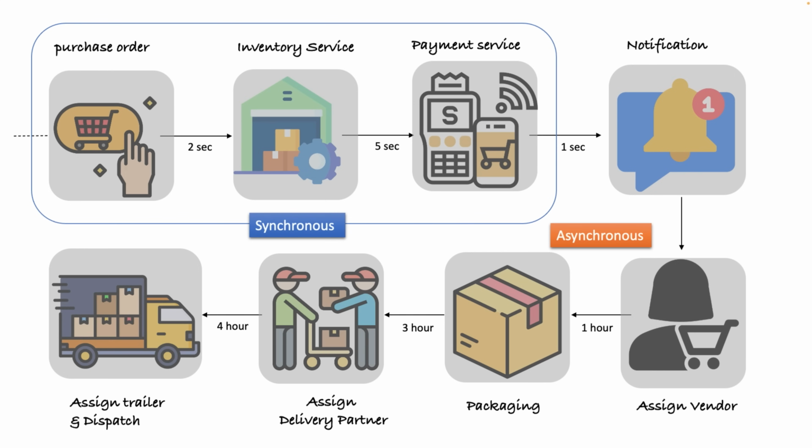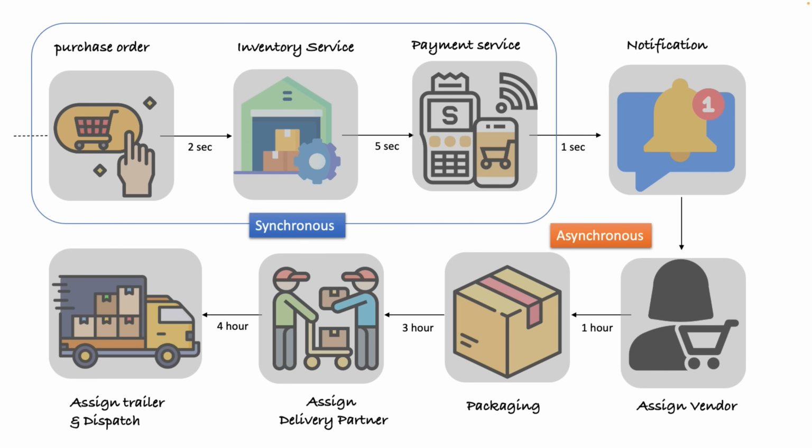But how can I design the asynchronous process? That's where Spring Boot provides the @Async annotation to deal with such scenarios. Until the payment processing, you can make the synchronous call. All the rest of the services, like notification, packaging, assigning the vendor, assigning the delivery partner, and dispatching the product, you can execute in the background asynchronously. That is the scenario where you can use the @Async annotation given by Spring Boot. That's awesome, isn't it? So let's get our hands dirty with the async concept with the same use case.